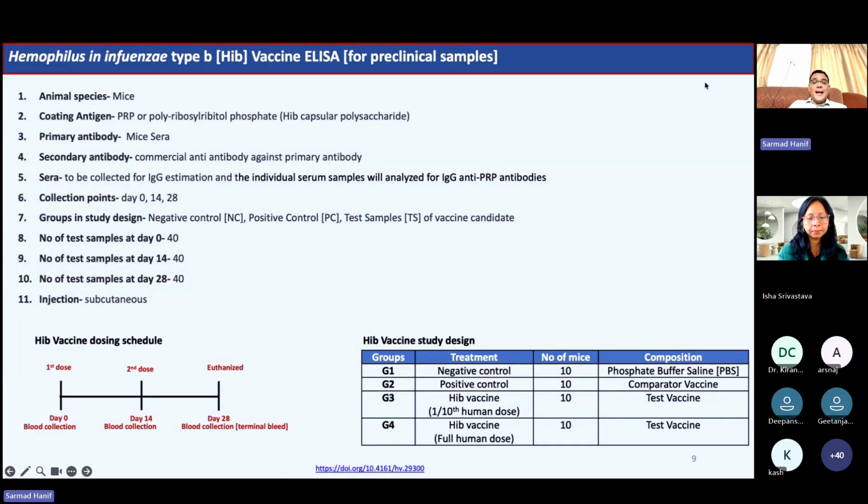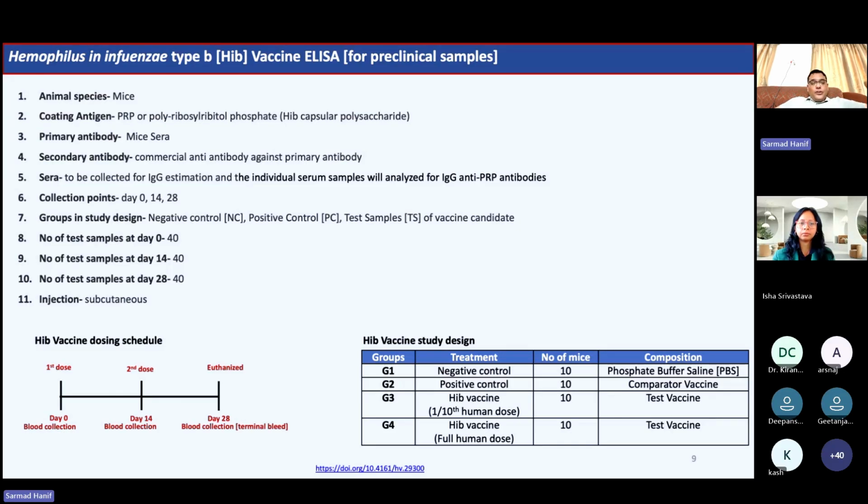Now, the collection points, before going on to 6, 7, 8, and 9, let us go through the HIV vaccine dosing schedule. For example, you have a vaccine which you want to test, and for which you want to estimate what are the IgGs which will be generated in a mouse model. How to give it, when to give it, how much should be given.